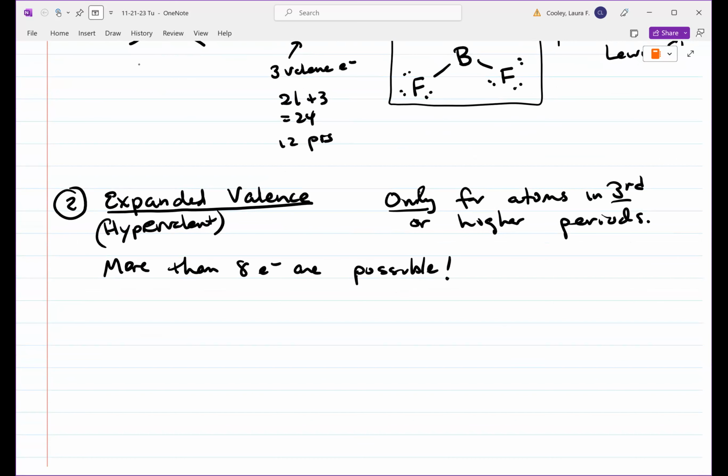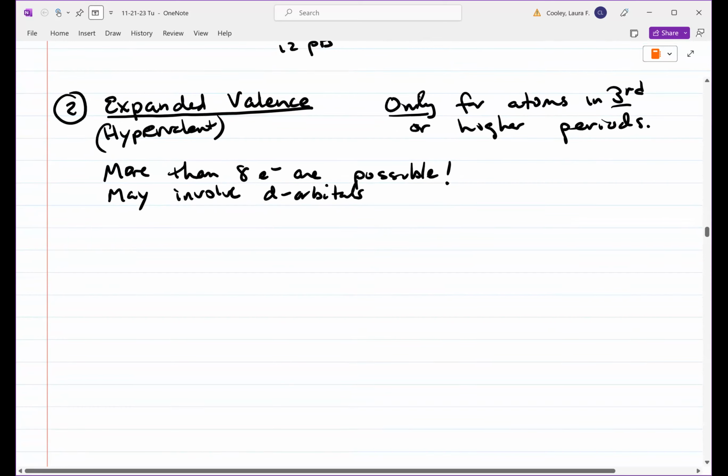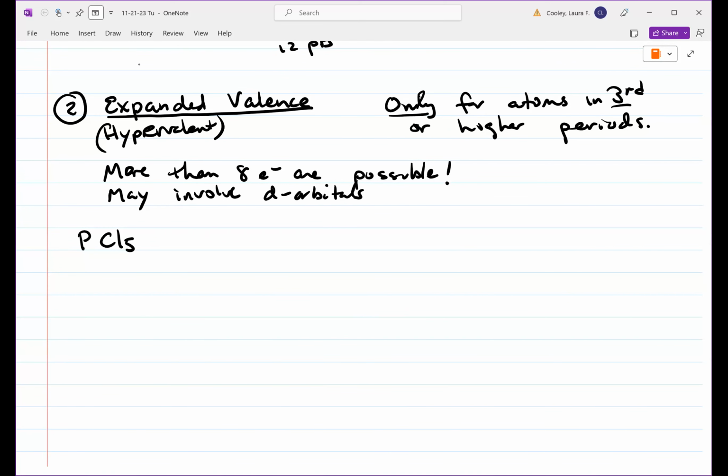And lots of times it may involve d orbitals. But we're not really concerned with the details. I'm just going to do a couple of examples. Here's one, PCl5, okay. I don't emphasize this, so it's good to know, and it's good to sometimes use for structures to get a Lewis structure that's better, and I'll explain why in a little bit. So it's not all that big a deal. But PCl5, what would you do?